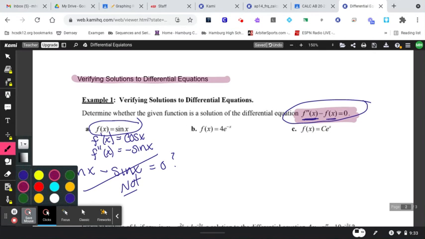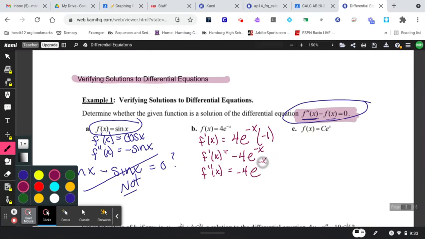Let's try with the next function. So I need f prime of x, so it's an e, so it's e to the u du. Leave the coefficient, e to the u, times the derivative of the u. So let's see, that's negative 4 e to the negative x. And I need f double prime. So again, leave the coefficient, e to the negative x times negative 1. So f double prime is equal to positive 4 e to the negative x.